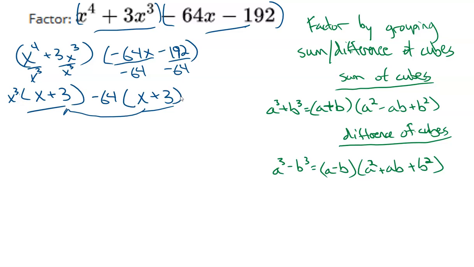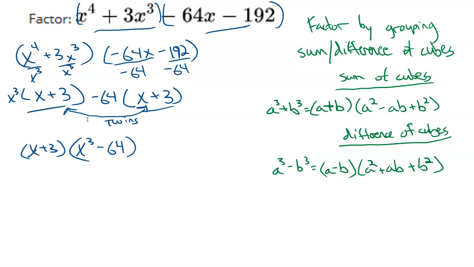These two are going to be twins, and they need to be if you grouped correctly. So my two factors are the twins, x plus 3, x plus 3, and the outsiders, as I call them, the ones on the outside of the parentheses, x cubed minus 64. They combine into one term, x cubed minus 64, like that.